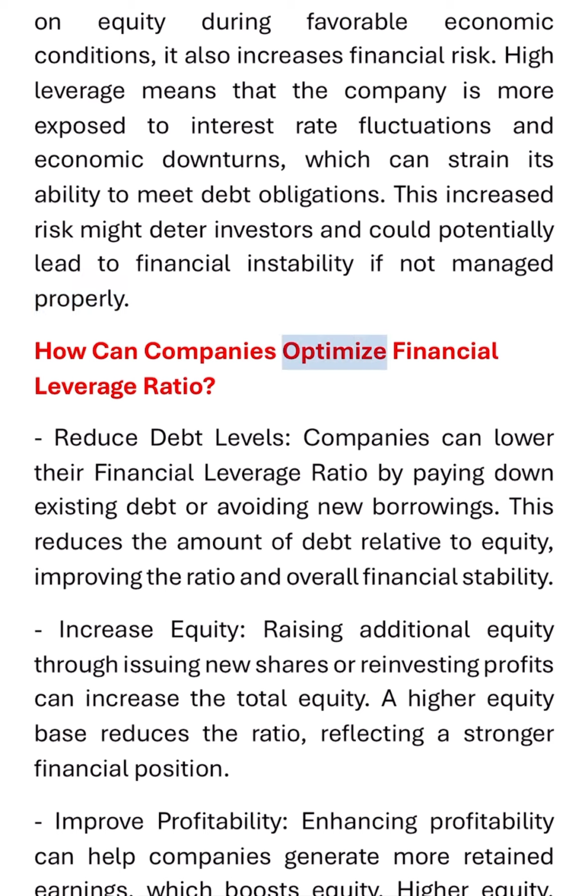How can companies optimize financial leverage ratio? Reduce debt levels. Companies can lower their financial leverage ratio by paying down existing debt or avoiding new borrowings. This reduces the amount of debt relative to equity, improving the ratio and overall financial stability. Increase equity. Raising additional equity through issuing new shares or reinvesting profits can increase the total equity. A higher equity base reduces the ratio, reflecting a stronger financial position.